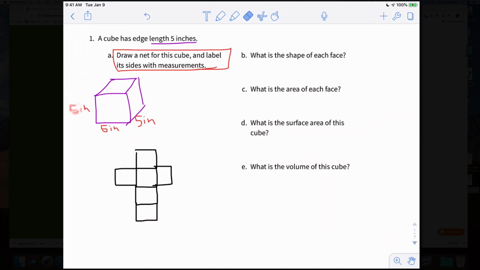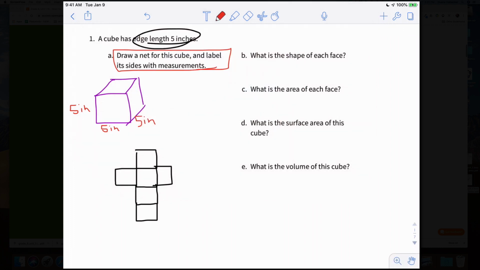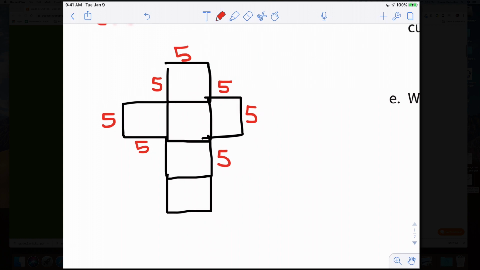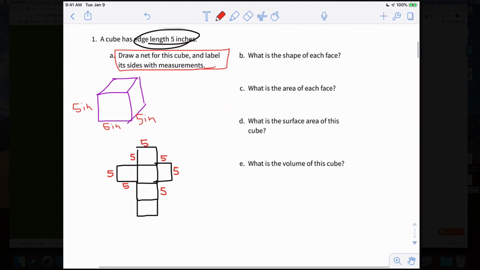And because it says right up there that the edge length is 5 inches, that means all of these lengths are 5, 5, 5, 5, 5, 5, etc. I'm not going to write all the 5s, but we know that every single one of these faces is a 5 by 5 square. So it says, what is the shape of each face? It's a square.